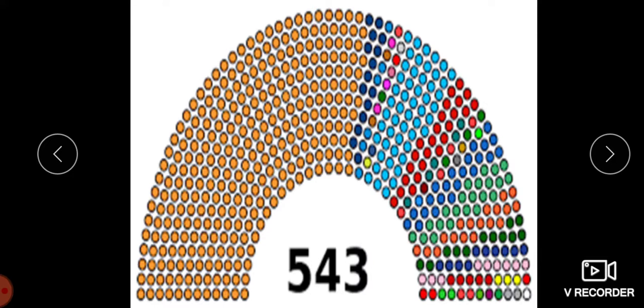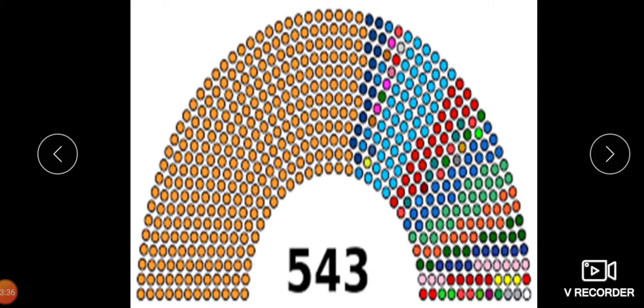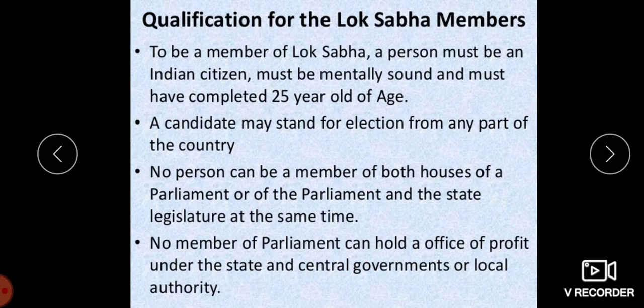Now we will move on. In the next class, we will study the powers of the Lok Sabha. In the Lok Sabha, what is its composition? What is the term? How are the members elected? What are the qualifications of the members of the Lok Sabha? We will continue it in the next class.